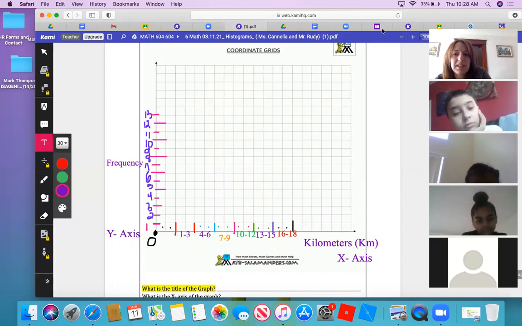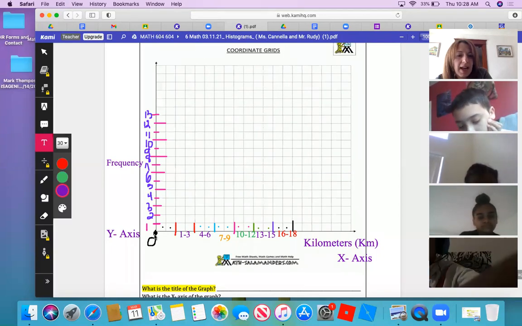We have to be consistent. If we skip 3 boxes, we have to do that for every single one, which I'm sure you already know about. Okay. The same thing on the y-axis.